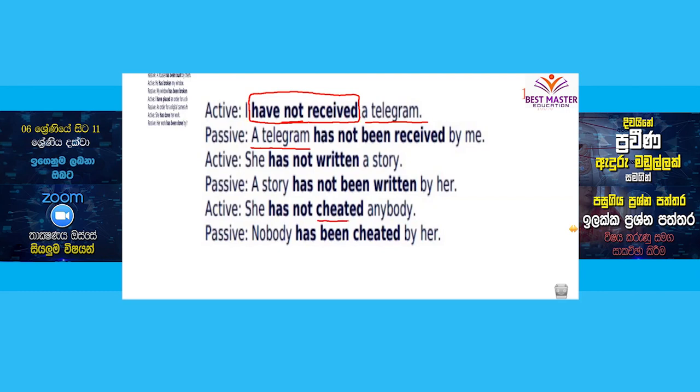Cheated, the past participle of the cheat. She has not cheated anybody.